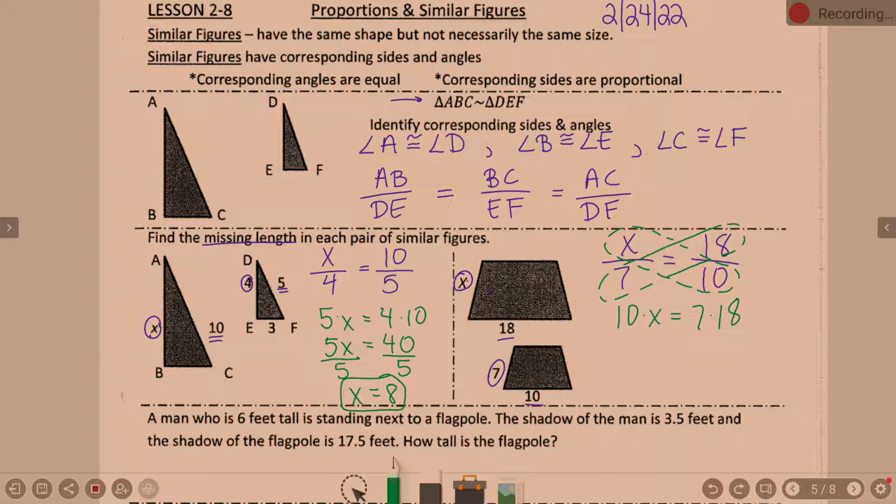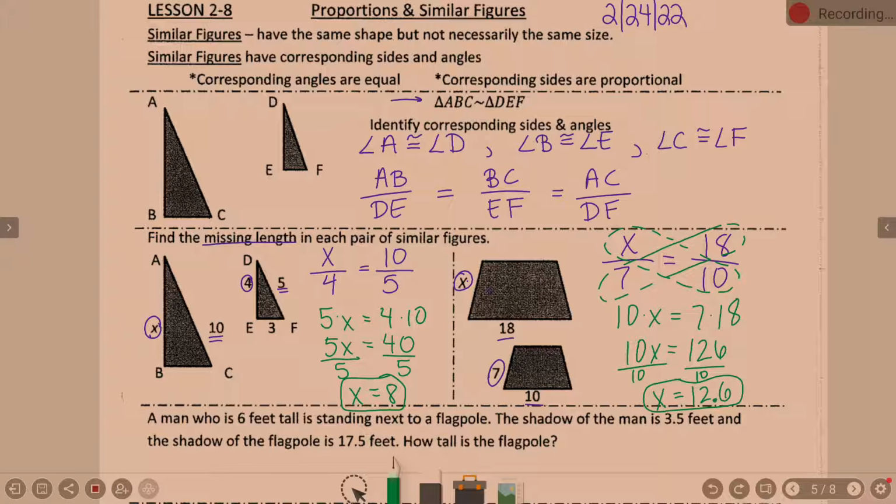And then it's going to be 10x equals 7 times 18, which gives you 126. Am I done? Nope, we have to divide by 10. If it's 10 times x, divide by 10. You can't reduce anything. Just, what's 126 divided by 10? 12.6. Yeah, it's 12.6. Okay. And it came out decimal, and that's okay.